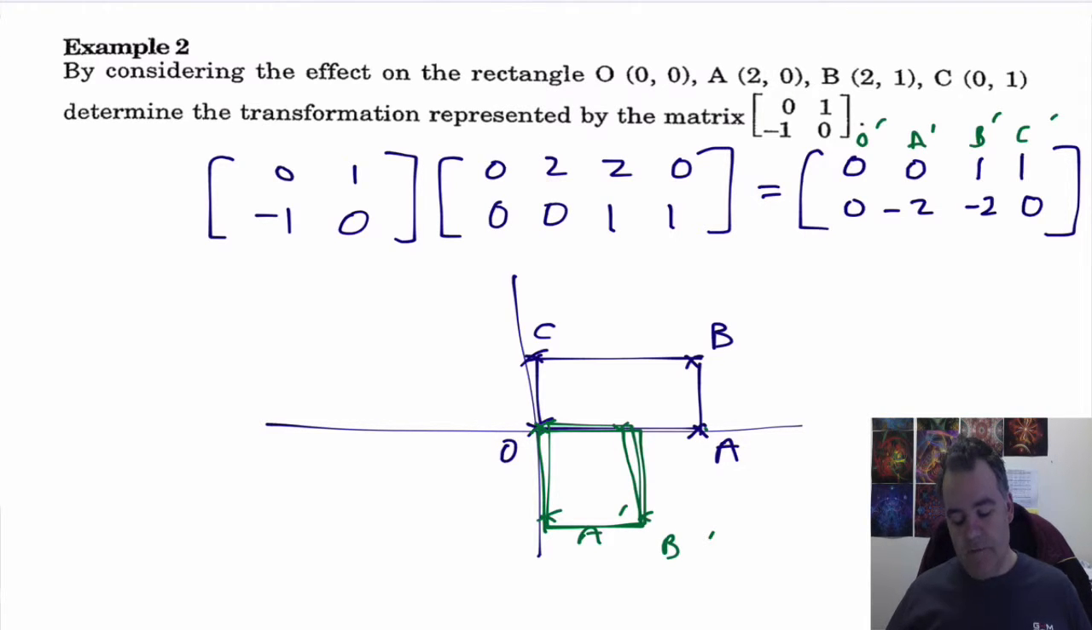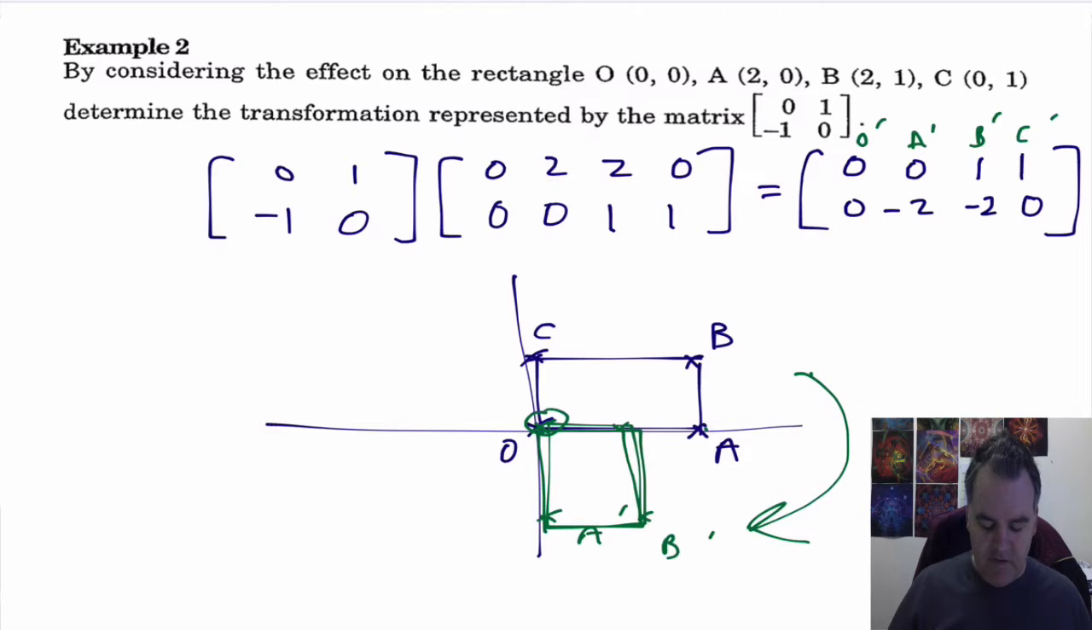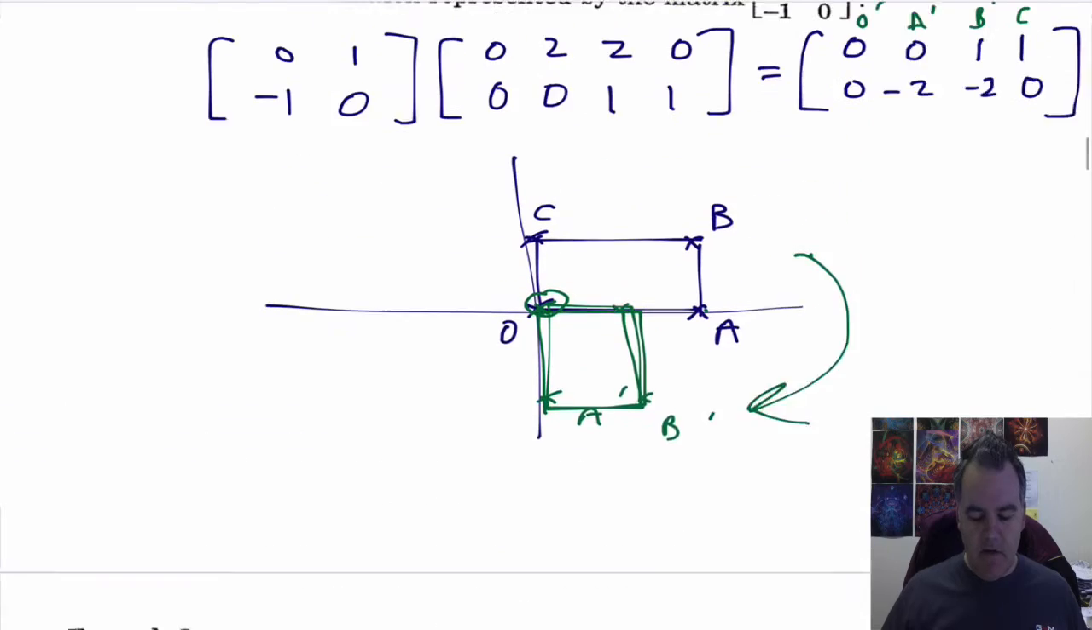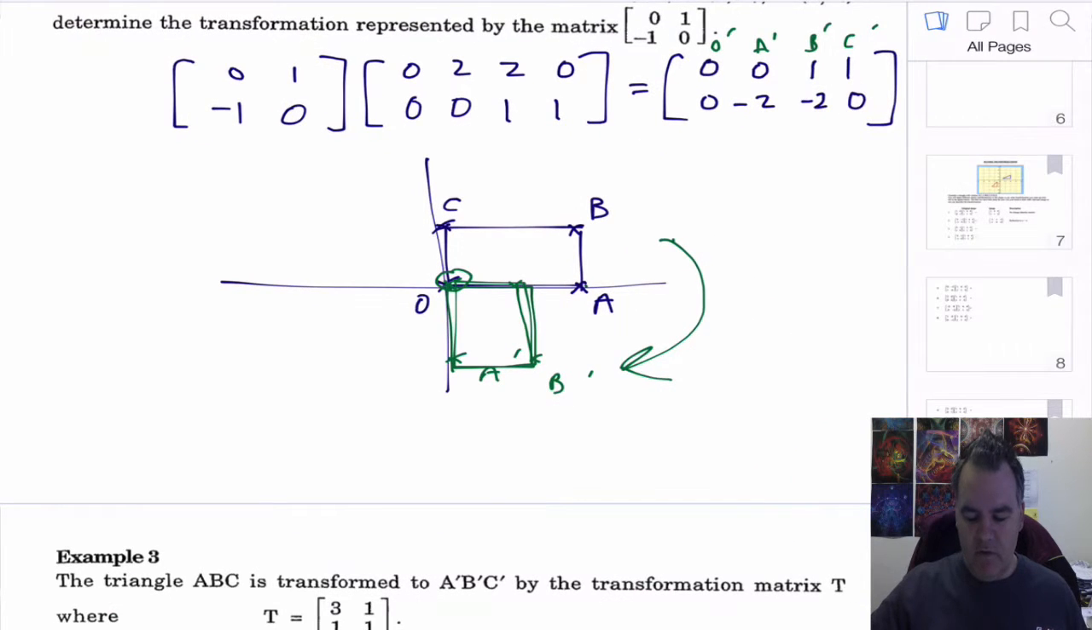This is not to scale, but hopefully you can see that we've undergone a rotation, that this thing here has rotated around 90 degrees, about a center point of 0, 0, and in this case it's 90 degrees clockwise. So that's what that matrix represents. So that's one way of doing it, actually drawing it out, having a look at the transformation, going, that's what it is. Here's I think a little bit of a better way of doing that.